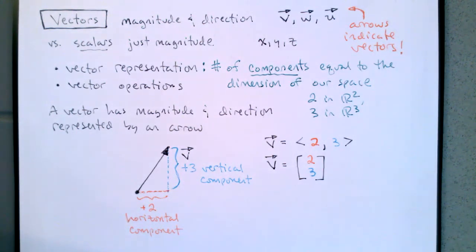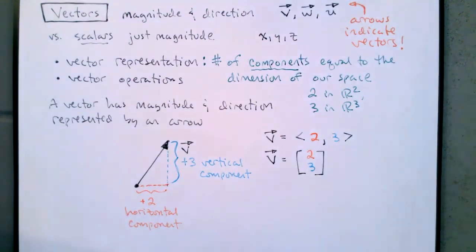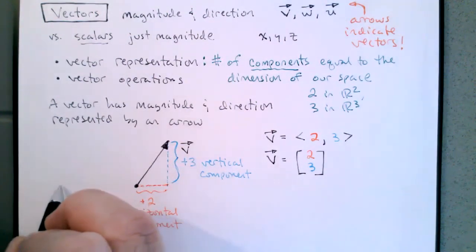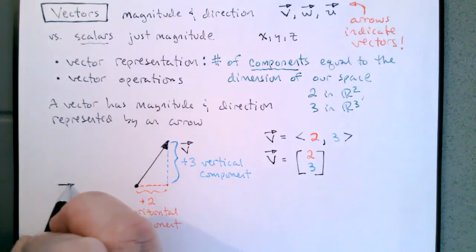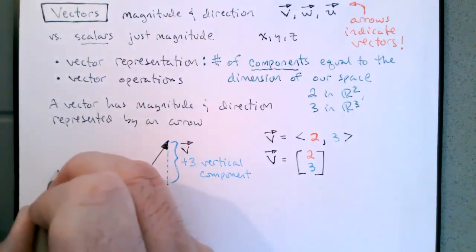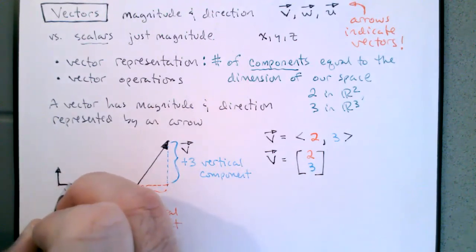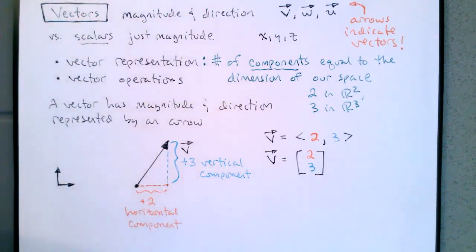The other way we can represent a vector is in terms of, I'm going to use some linear algebra terminology here, the standard basis vectors, our unit horizontal and vertical components. So we can just divide R2 into horizontal and vertical unit vectors.